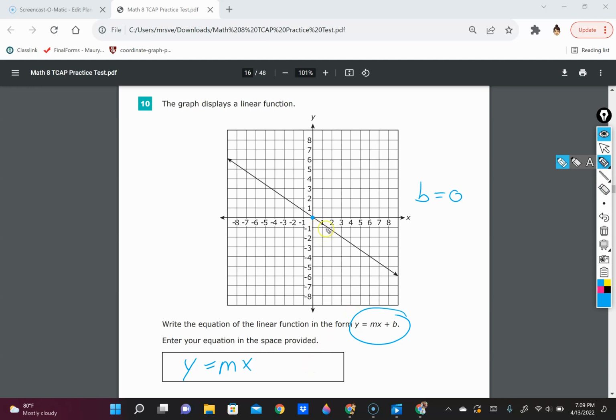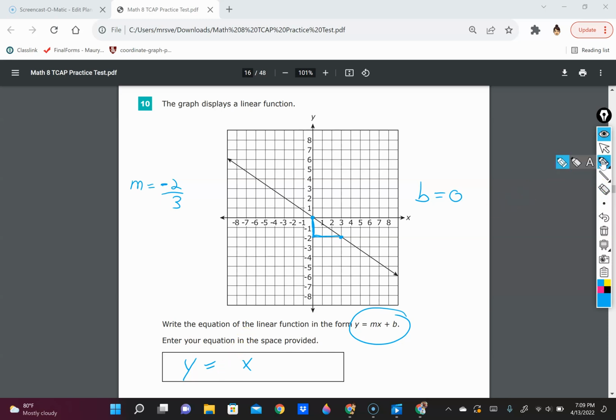Your slope, if we find another point where it crosses in the corner of these squares, you're going to notice that you're going to go down 2 units for your slope, and you're going to go to the right 3 units. Remember, slope is rise over run, so for my rise, I'm going down 2 units and to the right 3 units.